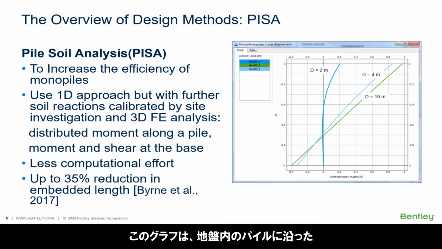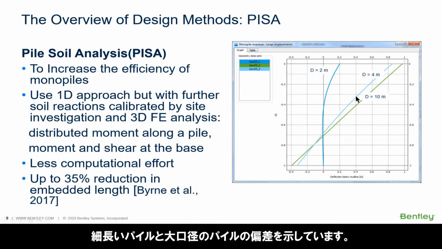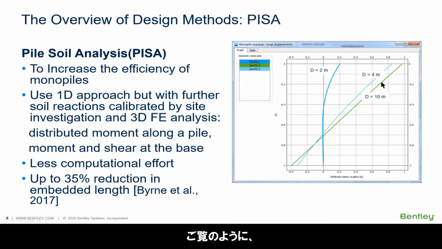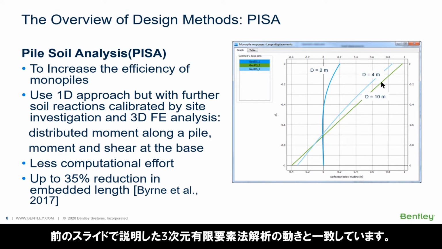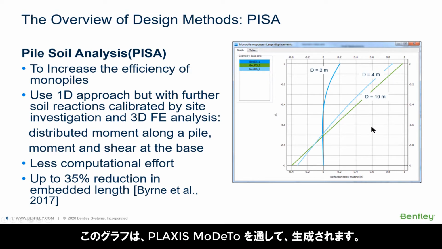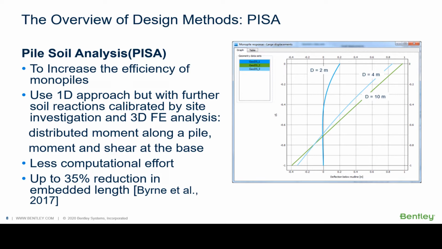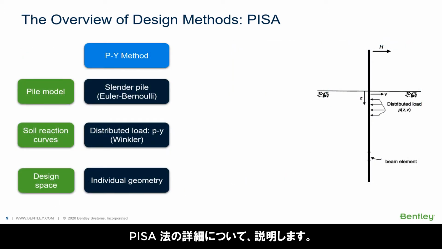The plot here shows the deflection of a slender pile and large diameter piles along the pile in the soil. As you see, it matches the behavior of the 3D FE analysis we saw in the previous slide. This plot is generated by the monopile design module of PLAXIS, named PLAXIS MoDeTo. Let's take a look at more details about the PISA method.